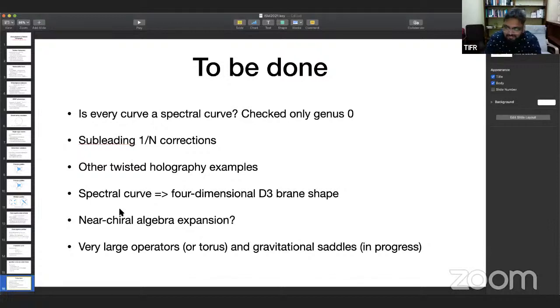Hi, Davide. Thanks a lot for a fantastic talk. So I have two questions. One is about whether one can study the twisted holography in the context of lower supersymmetric operators. So here you worked with the chiral algebra sector, which preserves a certain supersymmetry, which is not the minimal.